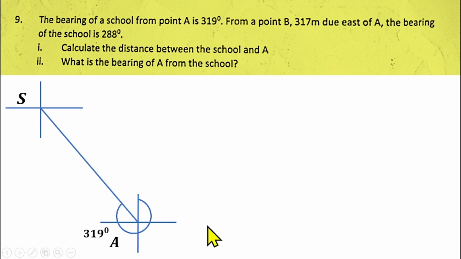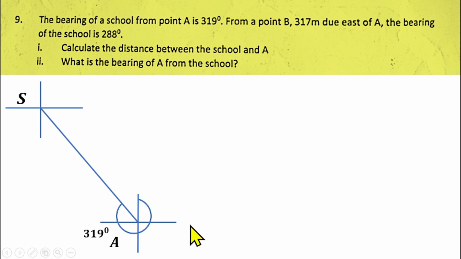Where is east of A? This is east here. This side is west. This is east of A. There's a point B directly east of A, and the distance between A and B is 317 meters.